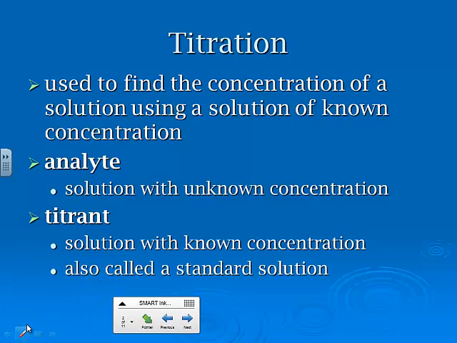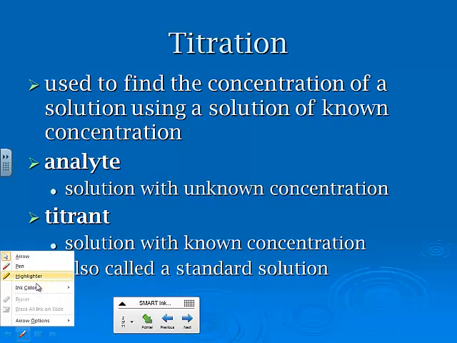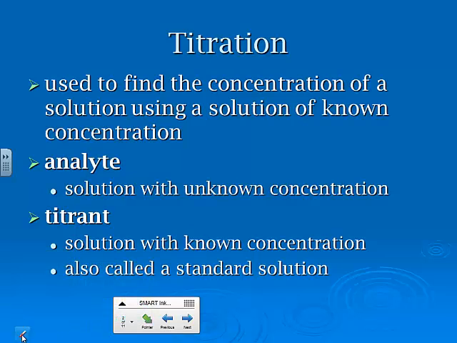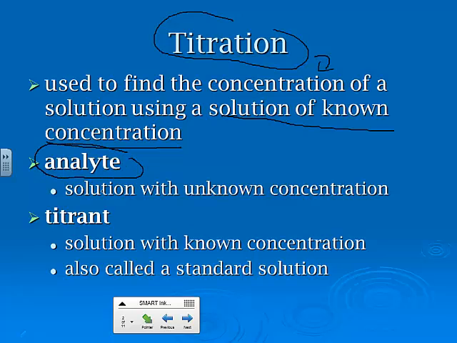Now, with definitions, first thing is what a titration is. A titration is simply something we use to find the concentration of a solution using a solution of known concentration. I know that kind of sounds like gibberish, but if we define a few other terms first, then we'll do some math, and then we'll get some practical experience in class.